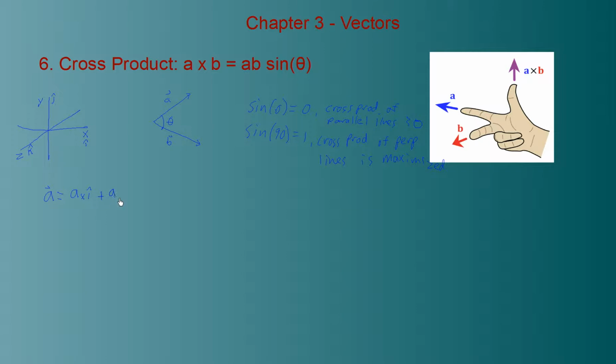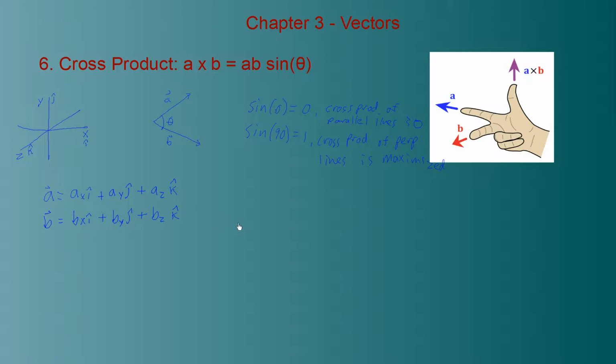Plus AY in the J direction, plus AZ in the K direction. And then a B vector, which we can say BX in the I direction, plus BY in the J direction, plus BZ in the K direction.